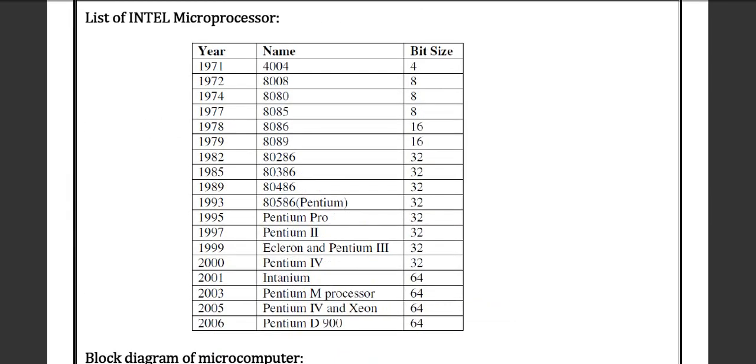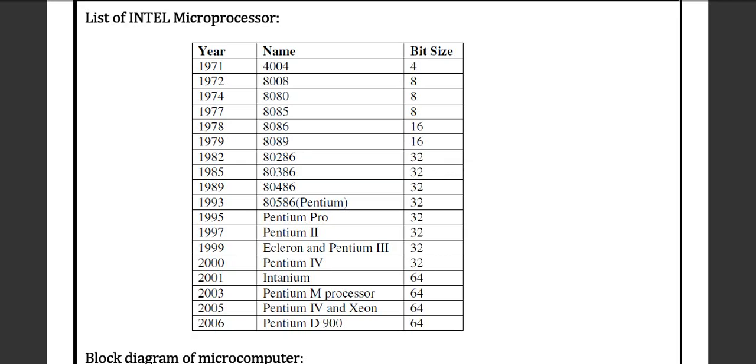This one is the generation of microprocessors. First, in 1971, the name of the microprocessor was 4004, which was 4-bit. Then from the 8008 we have the 8-bit microprocessor. The first 16-bit microprocessor was the 8086, which we will discuss in this section.